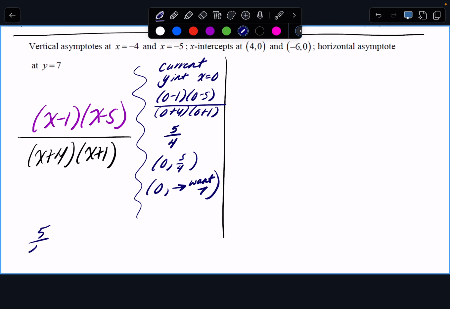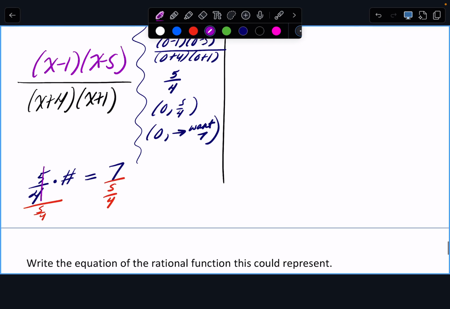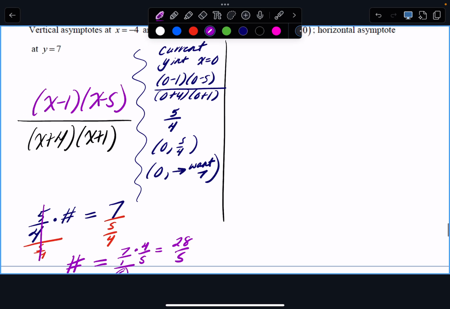So this is what you're going to do. 5/4 is my current y-intercept. I need to times by a number so that it equals 7. That's the only thing you're allowed to do is to take your current y-intercept, times it by a number to equal the correct one, which is 7. Now it's just basic algebra. You'll divide by 5/4. So the number you need to times by is 7 divided by 1 divided by 5/4. So I'm flipping my fraction and multiplying, which is 28/5. Apparently the number I need to multiply in front is 28/5.